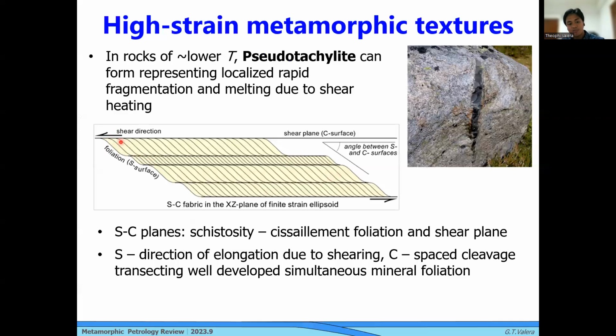So you end up with this wavy pattern. So S is the direction of elongation due to the shearing, while C is the spaced cleavage transecting the well-developed simultaneous mineral foliation. So SC fabrics are very nice indicators of shear direction. So in this particular case, left lateral.